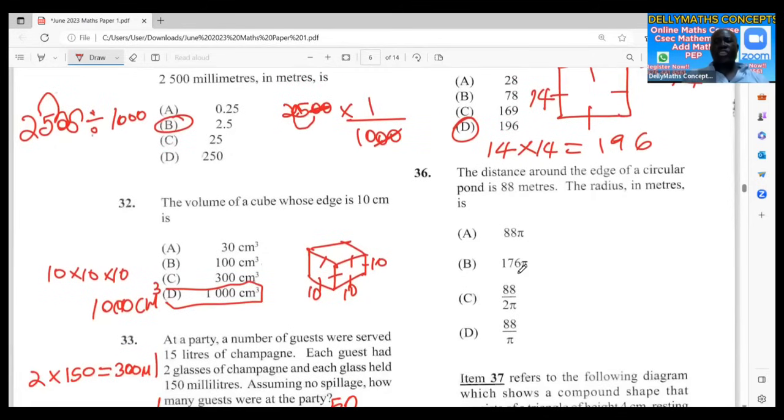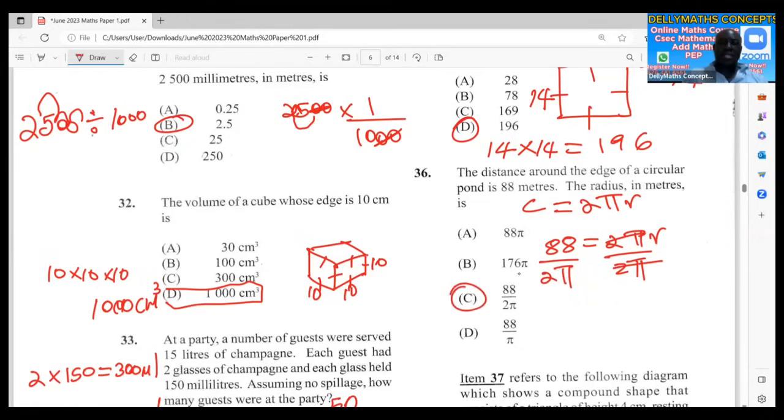The distance around the edge of a circular pond is 88. The radius in meters is what? We're saying here, distance around the edge will speak to circumference. Circumference is equal to 2 pi r. So we could set this up and substitute. 88 is equal to 2 pi r. We want to find r. We're going to divide both sides by 2 pi, so that on the right side, 2 pi cancels, leaving the r. r is equal to 88 over 2 pi. The answer is C.